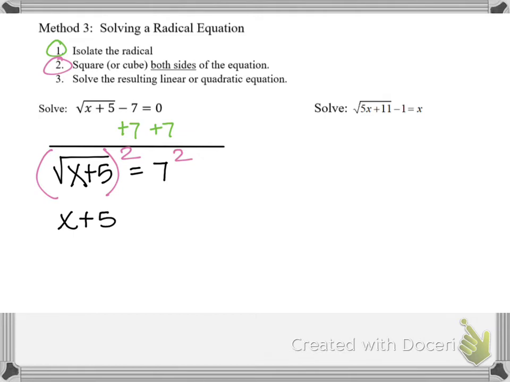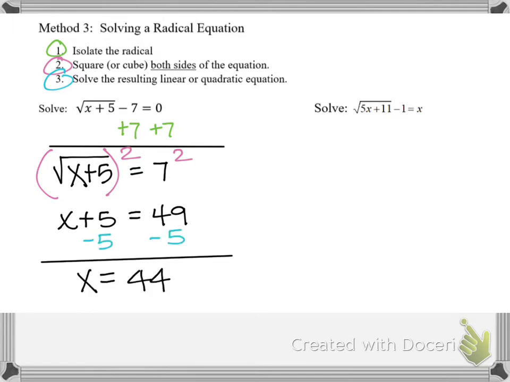When I square the left side of the equation, my radical sign is eliminated, which means I'm just left with the binomial x plus 5. But on the right side of the equation, I square the number 7 to obtain 49. Now I'm going to solve the resulting linear equation. In some cases, we will have a quadratic, but in this case, we have a linear equation, which means there's only going to be one solution, and all I have to do is subtract 5 from both sides to obtain that solution. So I get an answer of x equals 44.